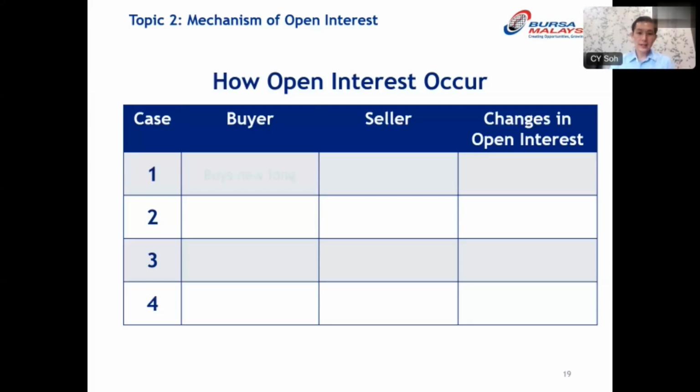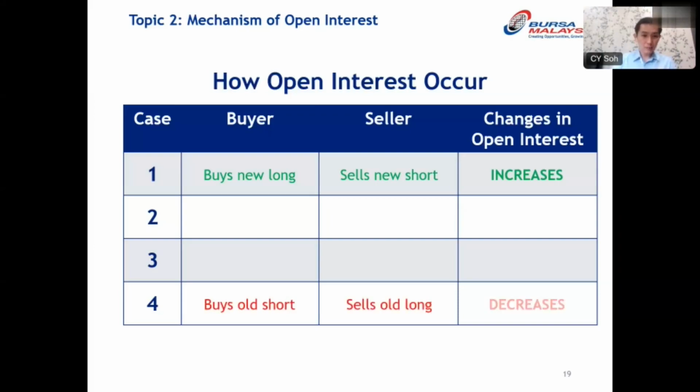In the first case, both new buyers and new sellers are entering a new position and a new contract is created. So both parties enter the market, so there is an increase in market participants. Open interest will increase. And for the next one, I will temporarily skip case number 2 and case number 3 for a moment, and I will come back to this later. I will straight away jump to case number 4. It's easier for you to understand that way.